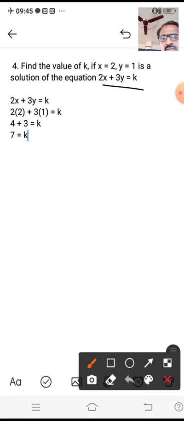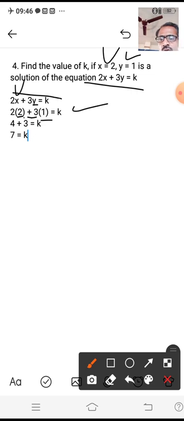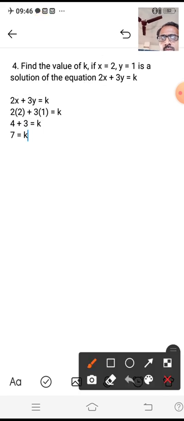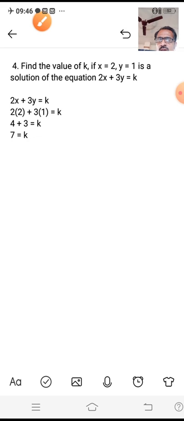See, it is very easy. We have 2x plus 3y equal to k. So 2 as it is, instead of x what will we write? 2, that I have written. Plus as it is, 3 as it is, instead of y what are we going to write? 1. Here it is given that y is 1. k as it is. So these 2 twos are 4 plus 3 ones are 3, k as it is. 4 plus 3 is 7 equals k. That's it. So here this exercise is over.